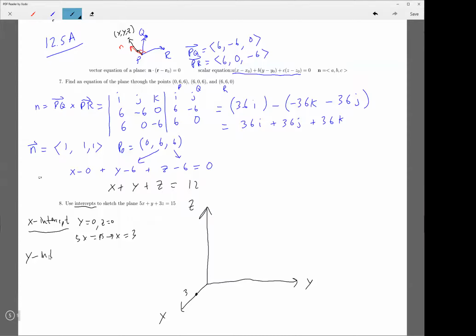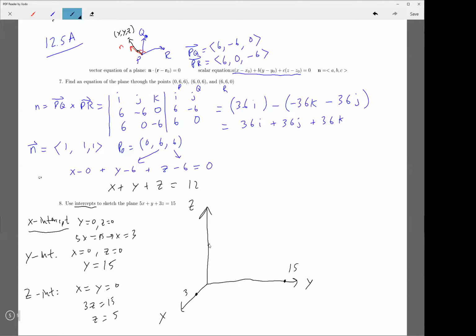Okay, and then what's the y-intercept going to be? You let x and z go to 0, and so that gives you y equals 15. Okay, so the y is going to be out here at 15. And then the z-intercept, what's the z-intercept going to be? Is it 5? Yes, that's going to be 5. Okay, so you set both those equal to 0, you get 3z equals 15, divided by 3, you get 5.